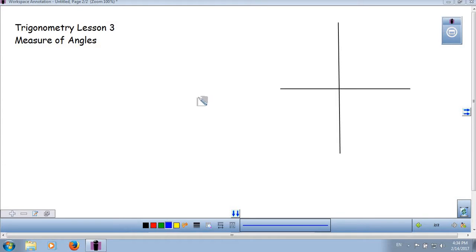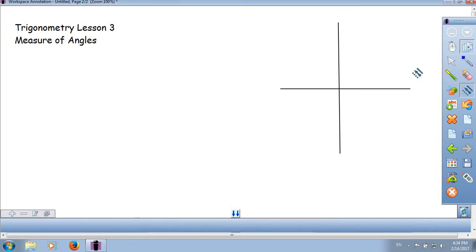In the last lesson, we talked about what an angle is and how we are going to define an angle. So today, we are going to talk about the measure of an angle. The measure of an angle is determined by the amount of rotation from the initial side to the terminal side.